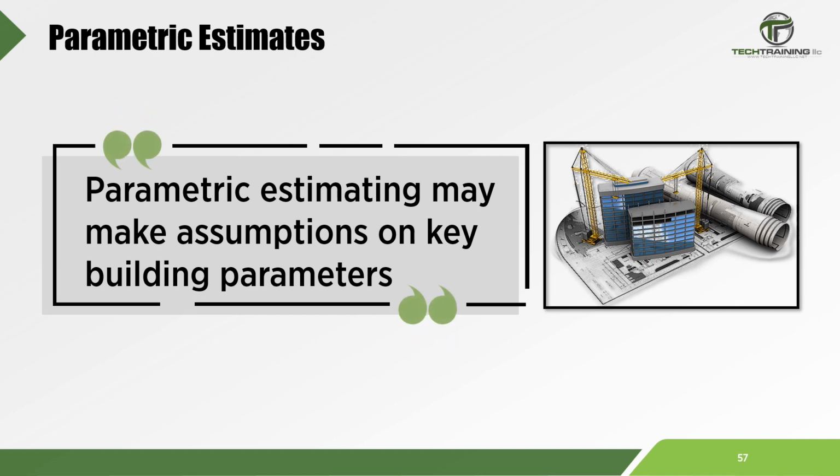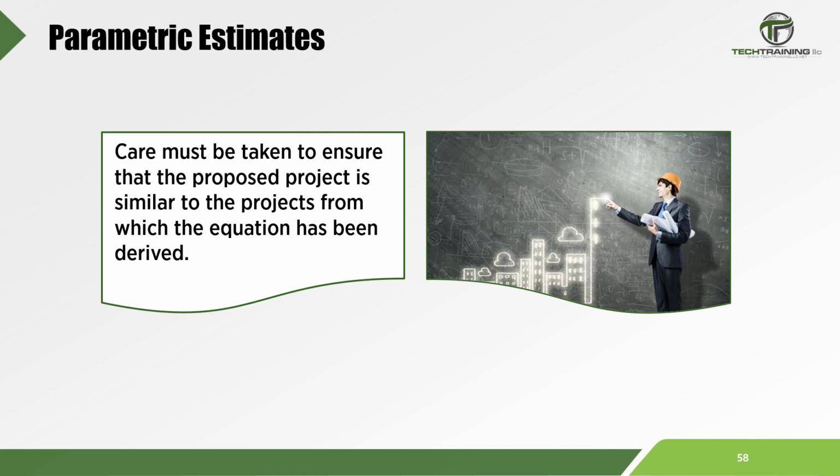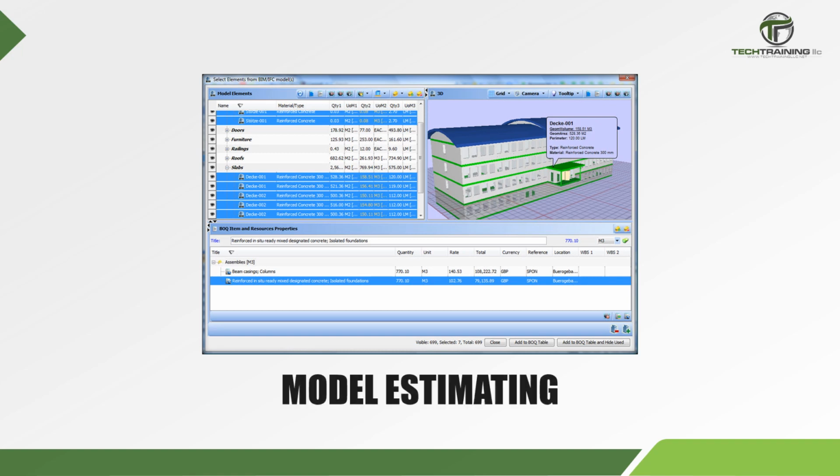Parametric estimating is useful for preparing conceptual estimates based on assumptions of key building parameters, or estimates based upon early designs. But again, like square foot estimates and assembly estimates, parametric estimates use broad assumptions. Therefore, care must be taken to ensure that the proposed project is as similar as possible to the project from which the data has been derived.